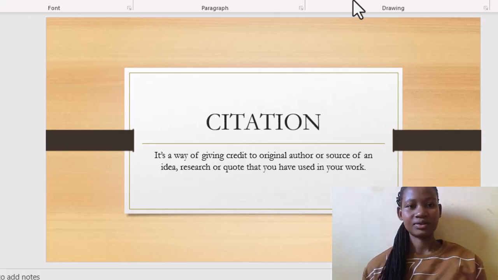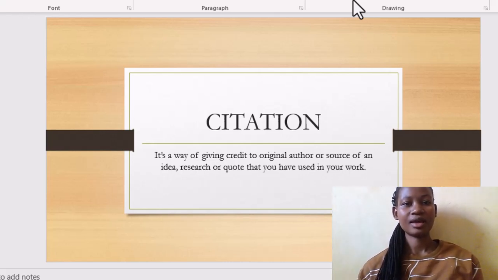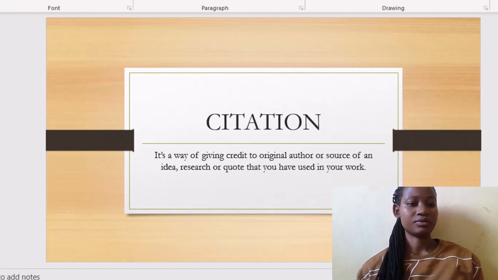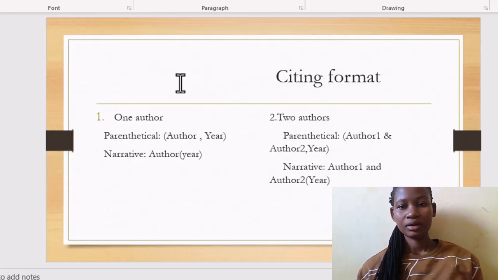So as I told you in the last video, I'll be talking about citation. In this video I'm going to take you through how to cite different authors. So let me take you straight away to the citing format. We are going to talk about citing one author and then citing two authors.